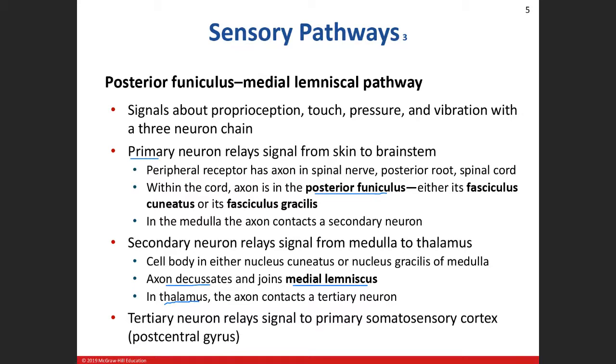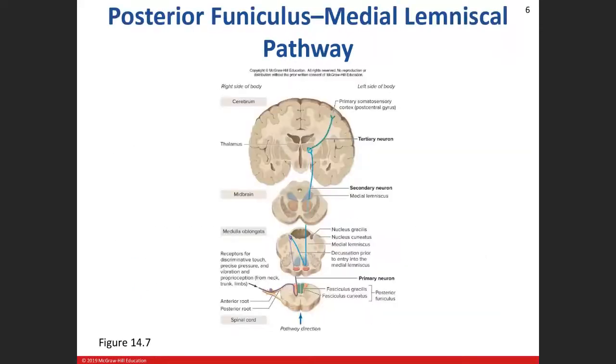tertiary neuron. Then the tertiary neuron will end up in the primary somatosensory cortex, in the parietal lobe. All right, so that's the medial lemniscal pathway.